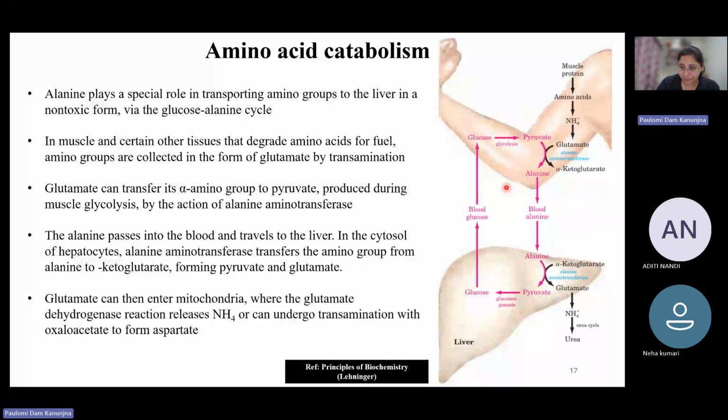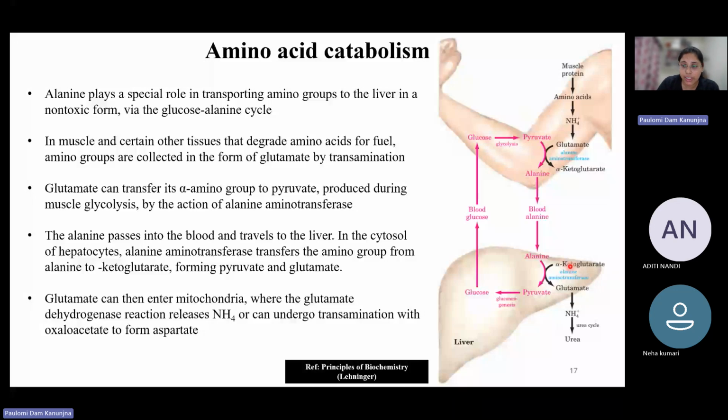Now this is happening by alanine aminotransferase. Look at the name again, alanine aminotransferase. So it's basically transporting the amino group from glutamate to pyruvate, right? This alanine passes from the blood and travels to liver, and in the liver cytosol, again the same amino acid alanine converts the alpha ketoglutarate to glutamate.